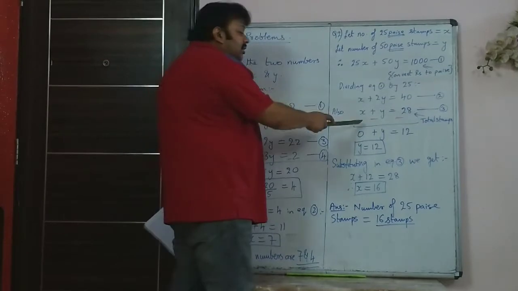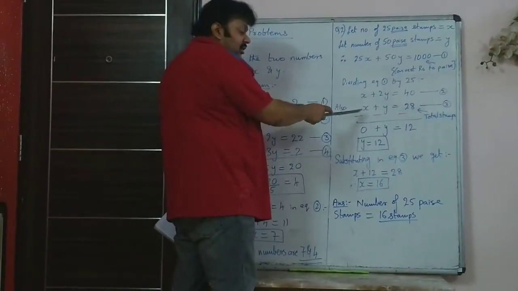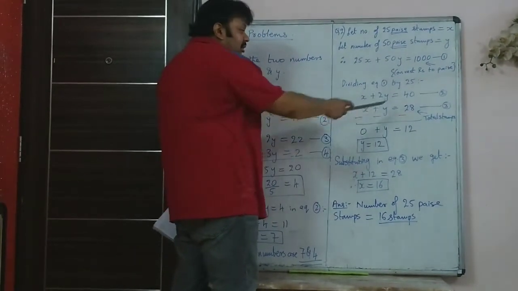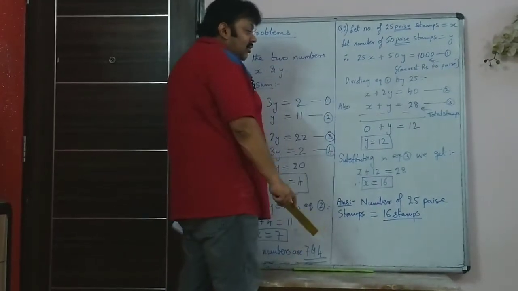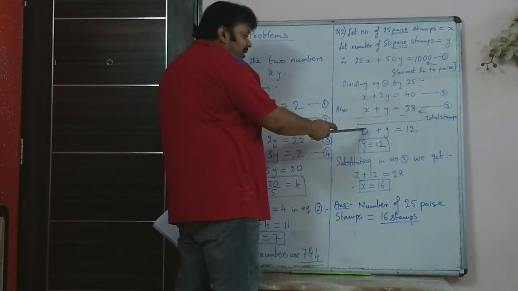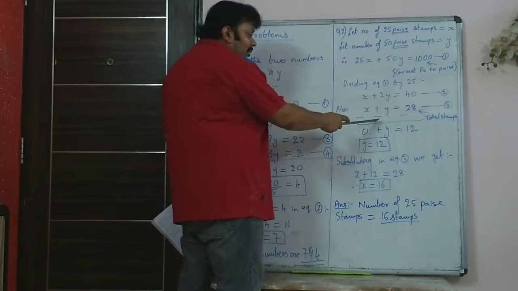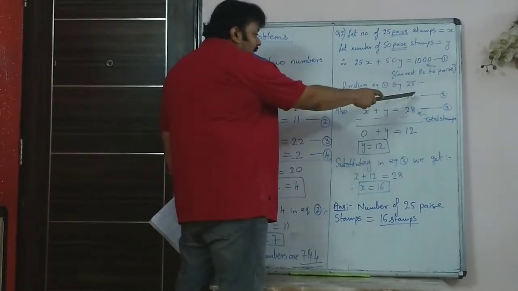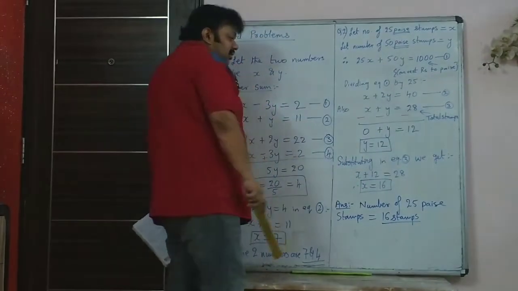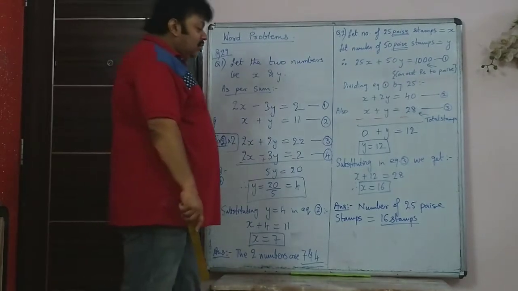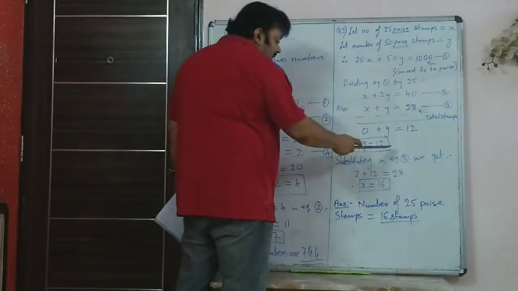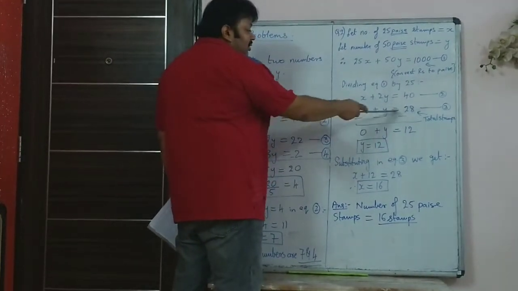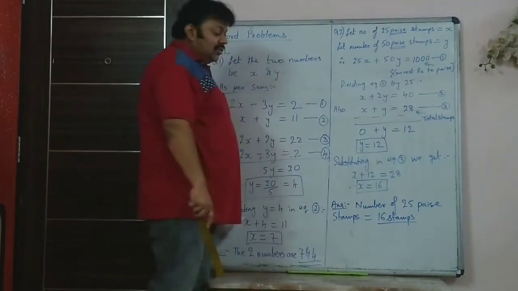Now here already x is having the same coefficient 1. So we can remove that by doing equation 2 minus equation 3. So x minus x is 0, 2y minus y is y, and 40 minus 28 is 12. So y equal to 12. If you substitute y equal to 12 in this equation, you will get x is equal to 16.